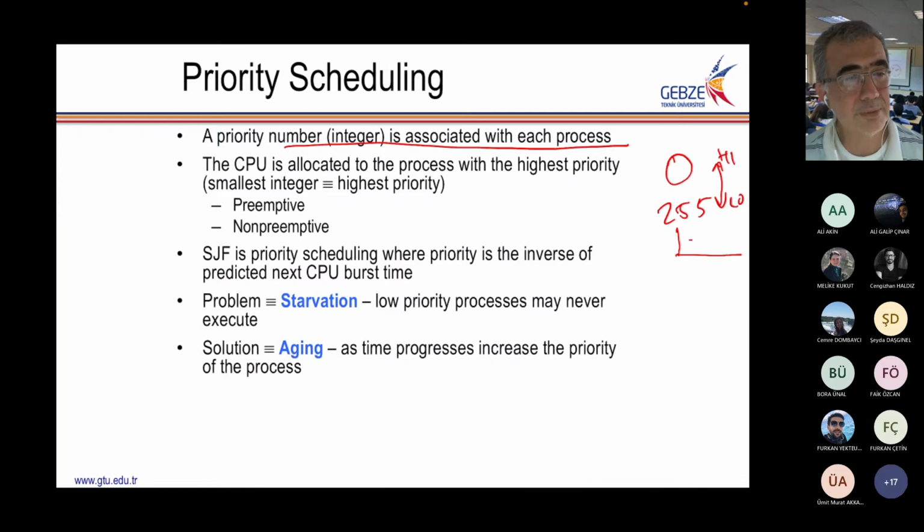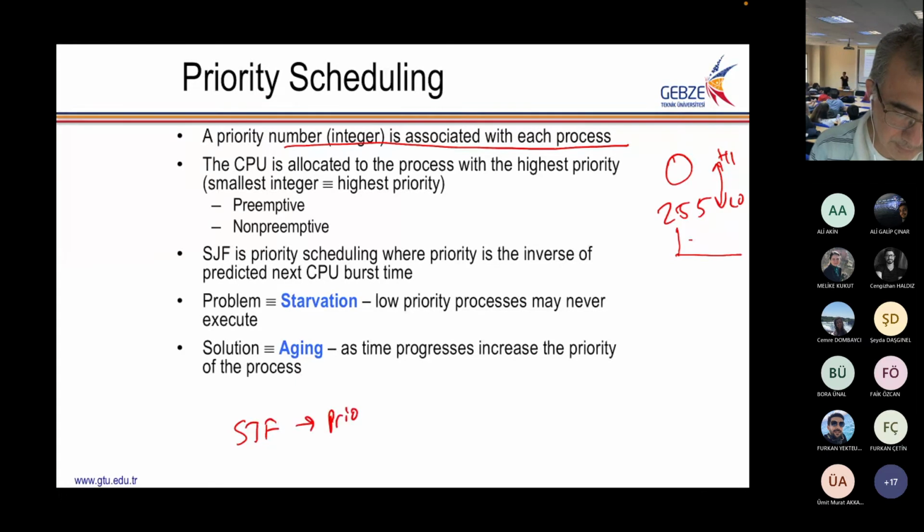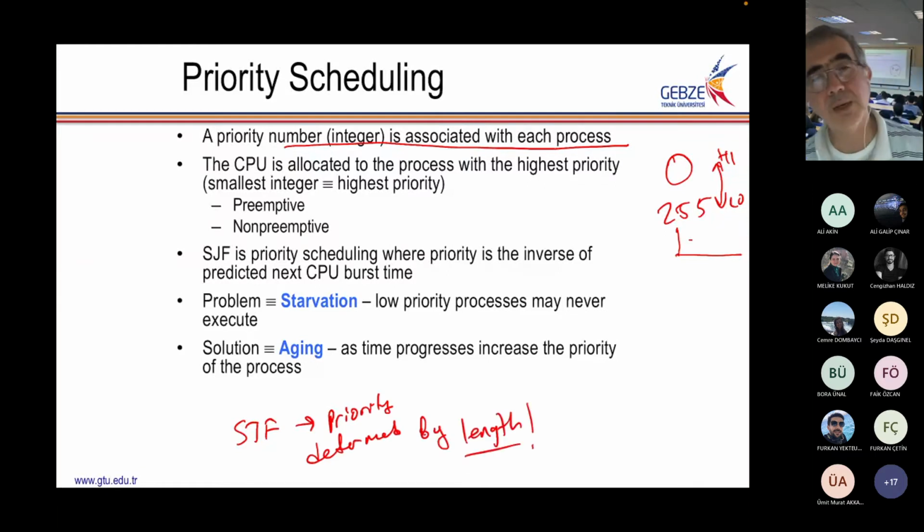So shortest job first is actually a priority scheduling where the shortest job has the highest priority. So SJF is actually priority determined by length. If the length is short, you have higher priority. The one problem is starvation. Always higher priority numbers come in front of you.